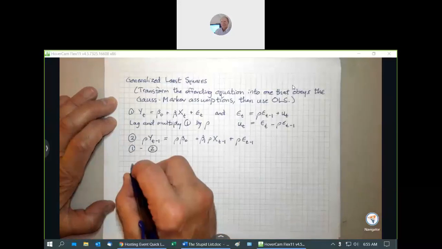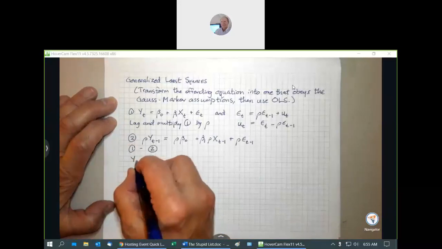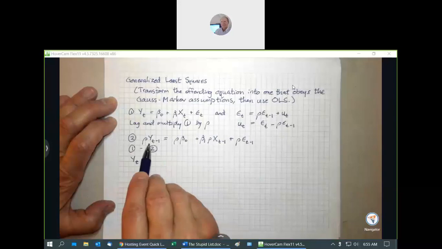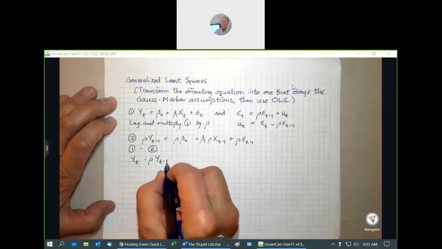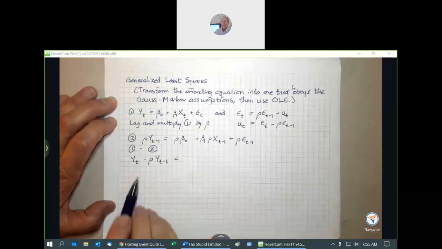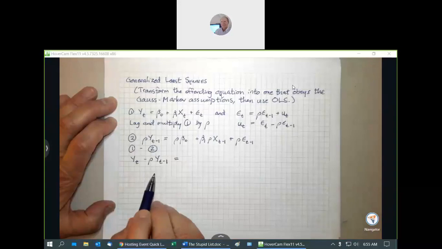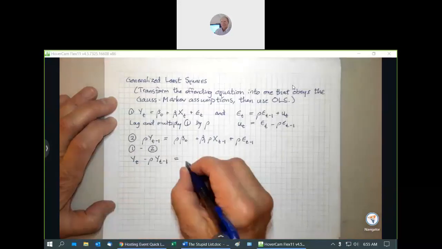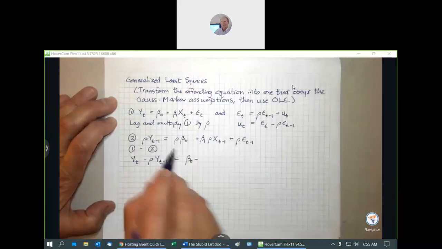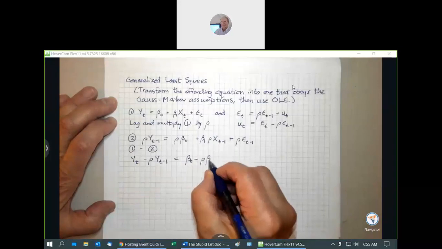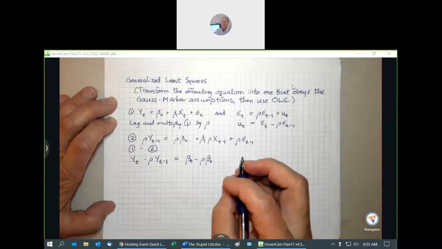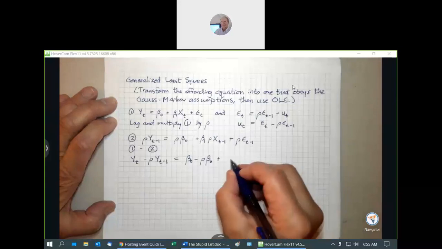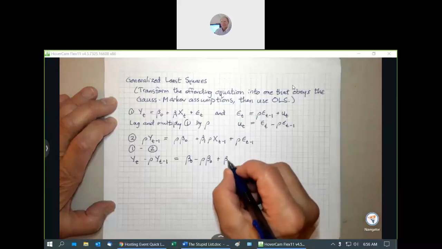So the first term would be yt, and then we're going to subtract off the first term of this equation, minus rho times y in time t minus 1. That's going to be the left-hand side. That's the new dependent variable of the equation. Then next we're going to have beta 0 minus its counterpart there, which is rho times beta 0. And then we're going to have plus beta 1 times xt.